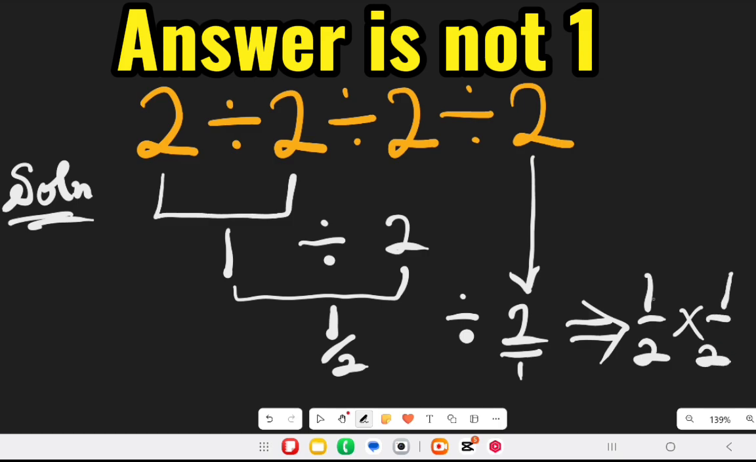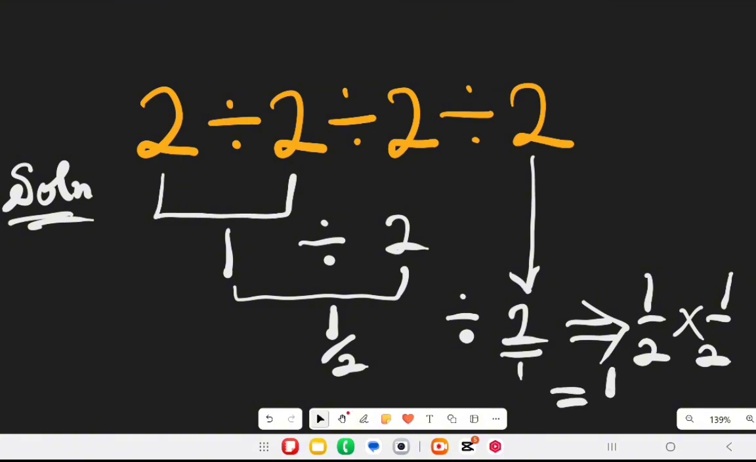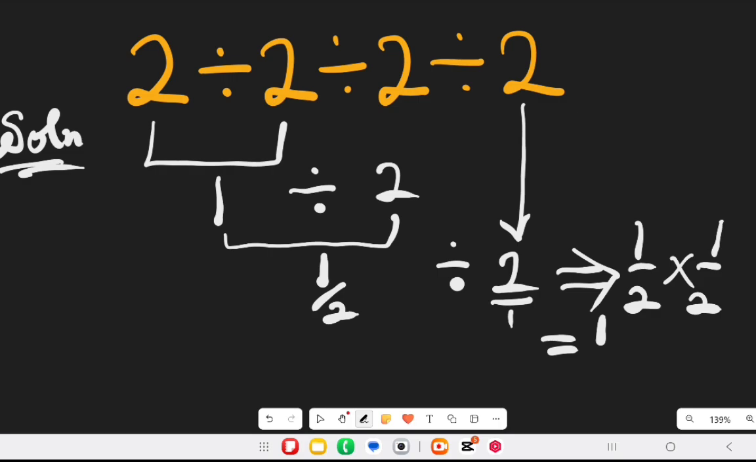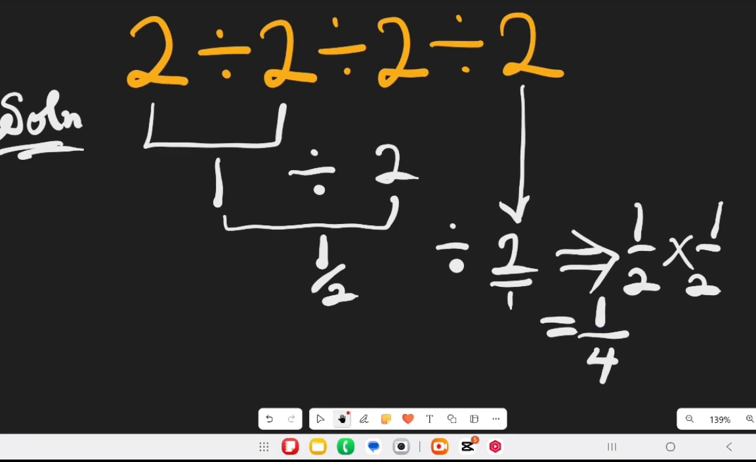And when we do that, when we multiply across, we have 1 times 1 gives us 1, and 2 times 2 is equal to 4. So the final answer is 1 over 4.